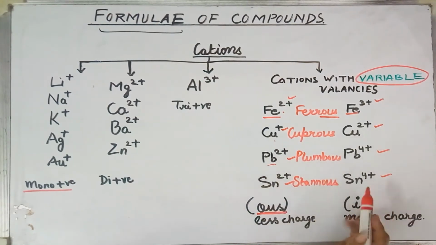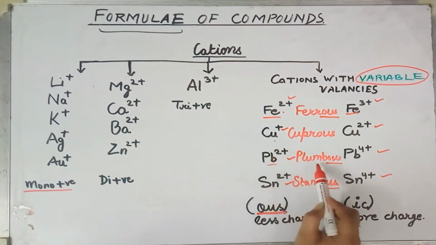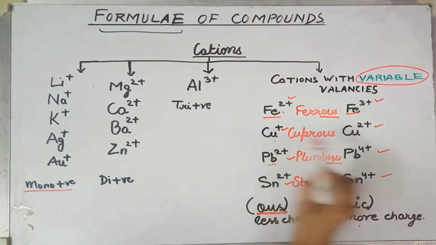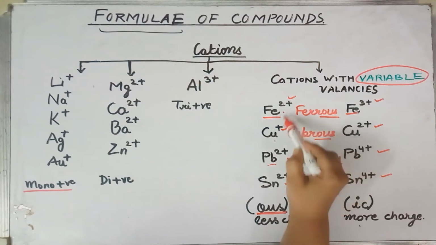We are comparing only the charges present on them. +2, +4: which one is less? +2. So this will be 'ous'. +2, +4: which one is less? +2. So this is 'ous'. +1, +2: which one is less? +1. So it is 'ous'. Here it is +2, +3: which one is less? +2.